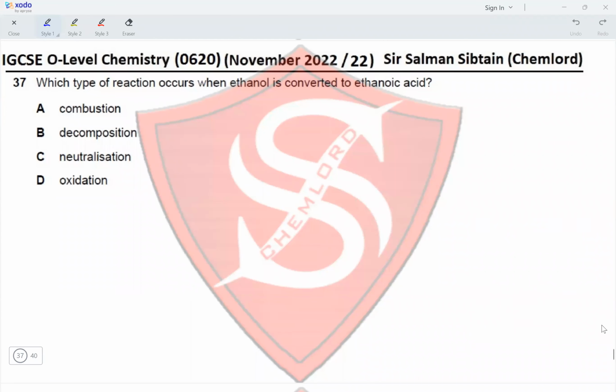Question 37. Which type of reaction occurs when ethanol is converted to ethanoic acid? Ethanol is an alcohol, ethanoic acid is a carboxylic acid, and alcohol is oxidized to a carboxylic acid. So combustion, no. Decomposition, no. Neutralization, no. Oxidation, yes. Therefore, option D is the correct option for this question.